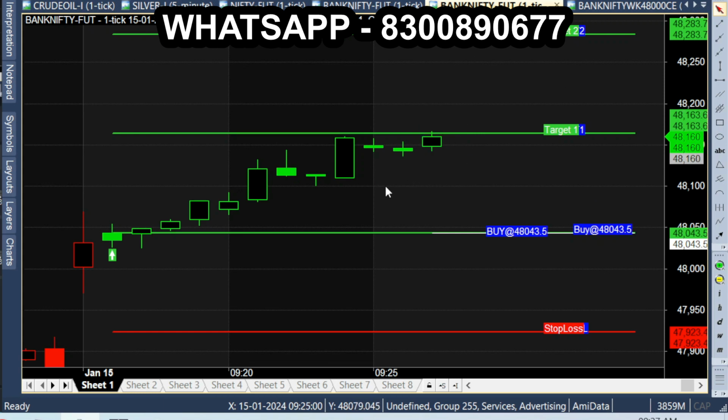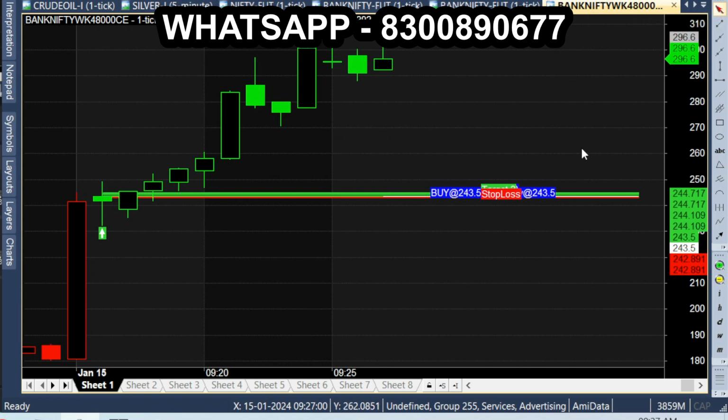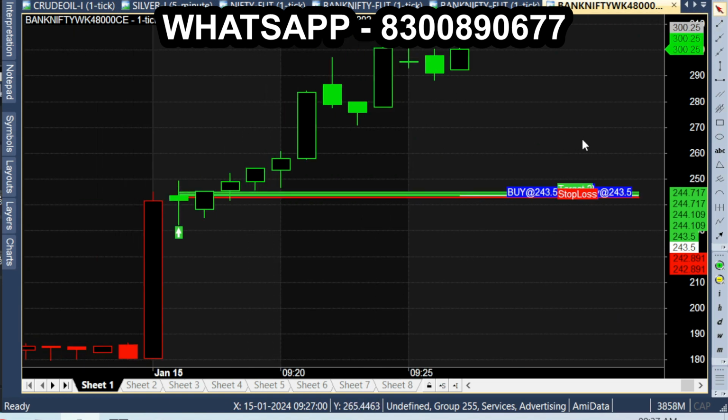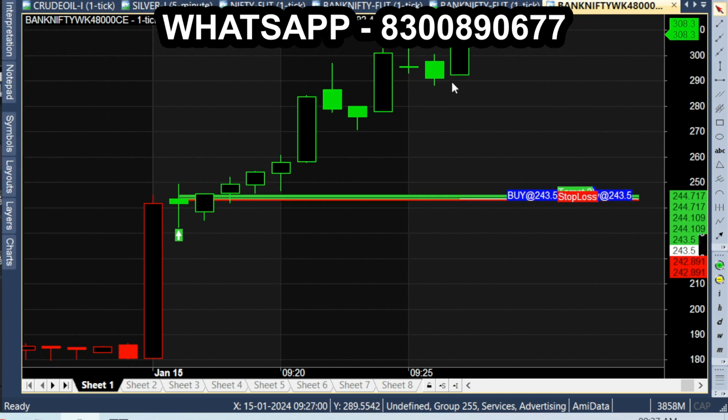Meanwhile, let's take a look at the money option, the 48,000 call option. In the 48,000 call option, the buy call started at 243 and the market broke out to the 300 range. So it's a strong 50 point momentum. Like this, in this chart you can change the script and watch the calls.